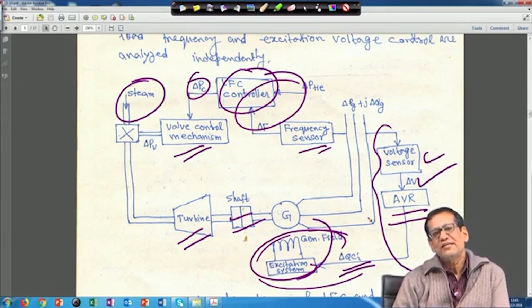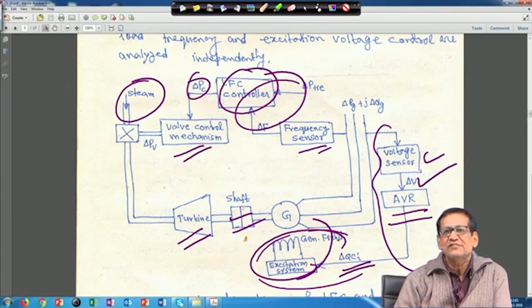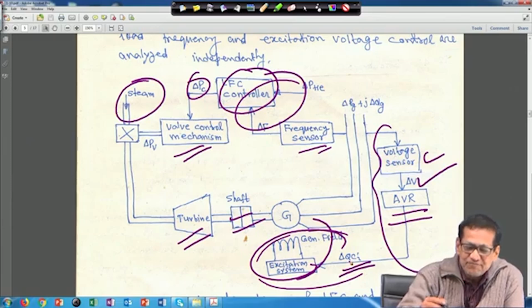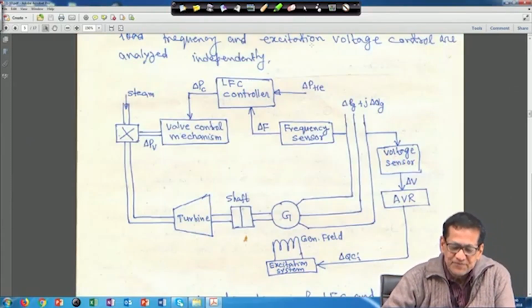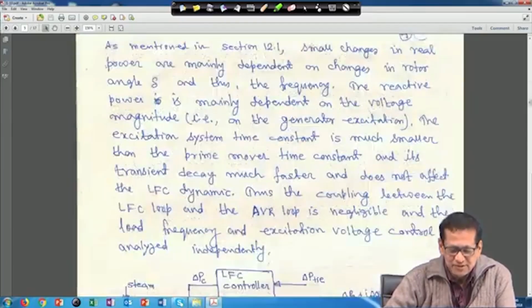Actually, why we decouple it: particularly on the excitation side, the time constants of all these things are very small. So, whenever AGC action starts, before that their dynamics will be over, their transient part will be over. So, almost they have no effect on AGC. So, it is basically decoupled. So, this is the schematic diagram.